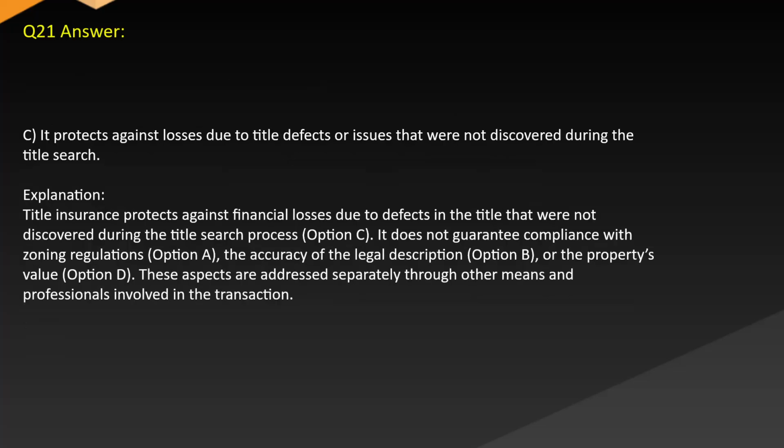Answer: C. It protects against losses due to title defects or issues that were not discovered during the title search. Explanation: title insurance protects against financial losses due to defects in the title that were not discovered during the title search process. Option C. It does not guarantee compliance with zoning regulations. Option A. The accuracy of the legal description. Option B. Or the property's value. Option D. These aspects are addressed separately through other means and professionals involved in the transaction.